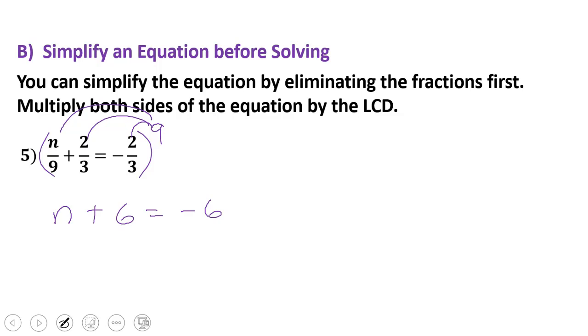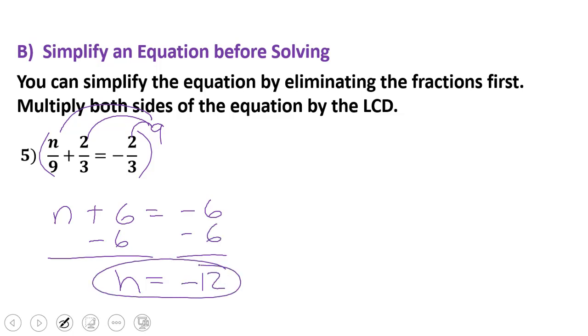Now I have a simple equation. I'm adding 6 to n. The inverse of that would be to subtract 6. That's how I isolate. So n is equal to, to keep the equation balanced, I would subtract 6 from the other side, and I would get negative 12.